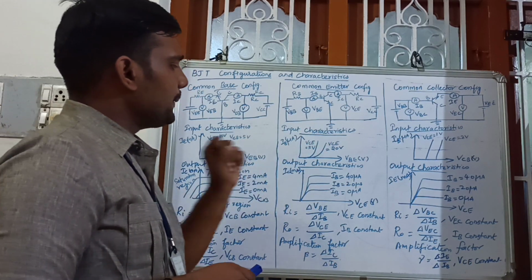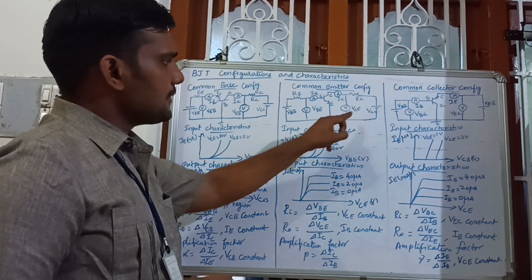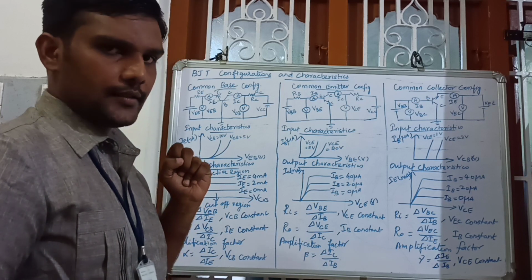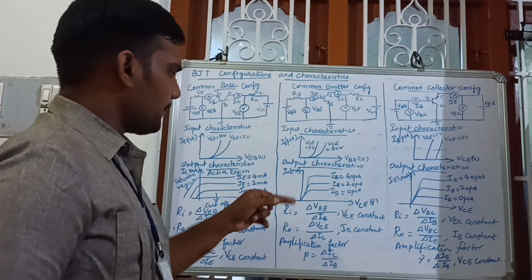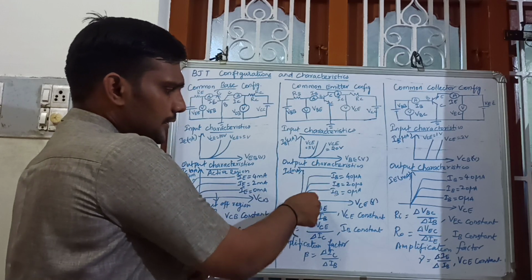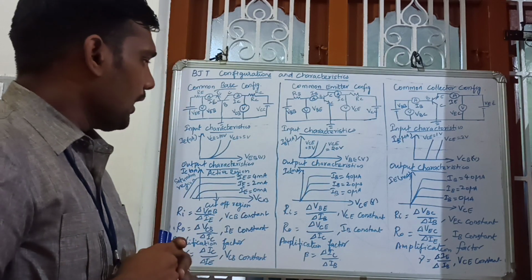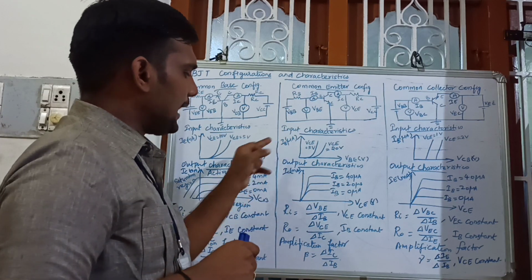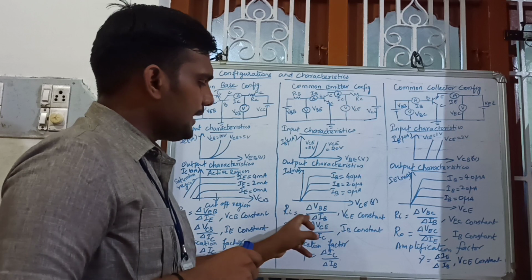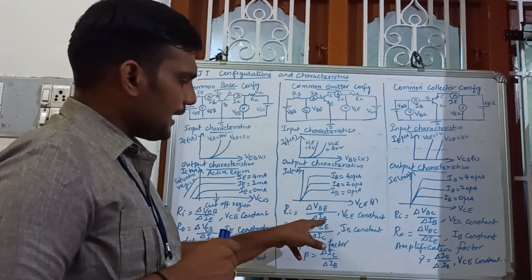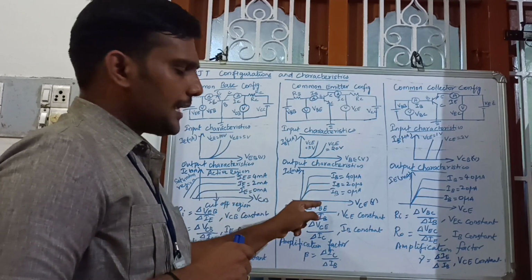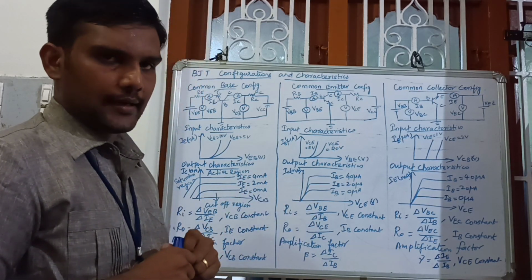And the output characteristics are plotted between the output parameters VCE and IC, with IB constant. Here the regions of operation: this is the saturation region, this is the active region, this is the cutoff region. Then from the input characteristics, input resistance is calculated, that is delta VBE divided by delta IB, and VCE will be constant. Change in base to emitter voltage divided by change in base current.